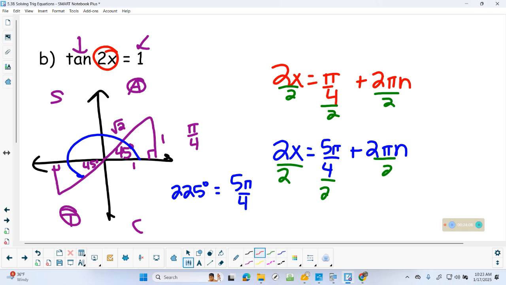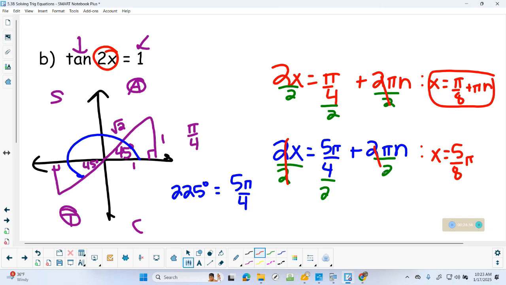A lot of over 2's. Okay, so x equals, what's a quarter divided by 2? An 8. 2's cancel there. That was easy. Got it. So there's my first set of answers. What's 5/4 divided by 2? 5/8. And that's nice. Done.